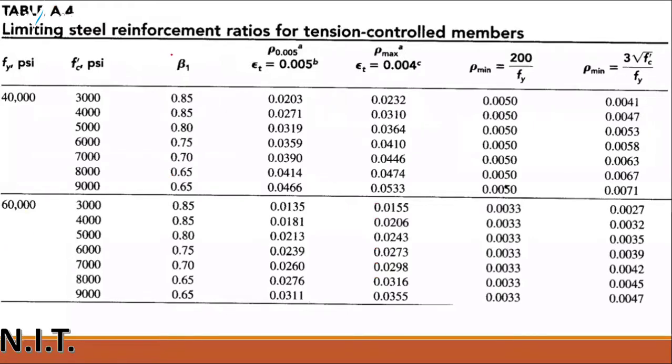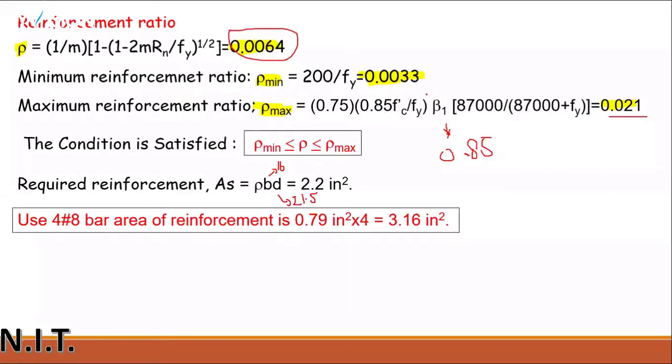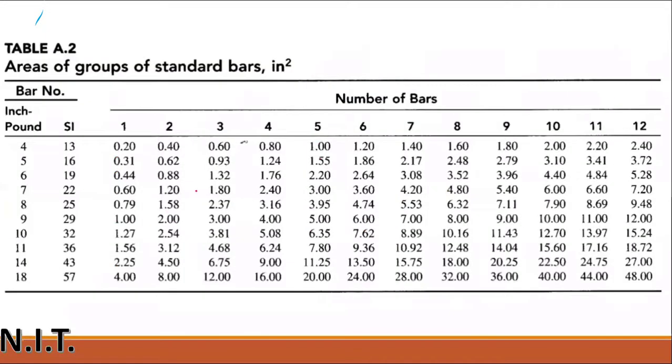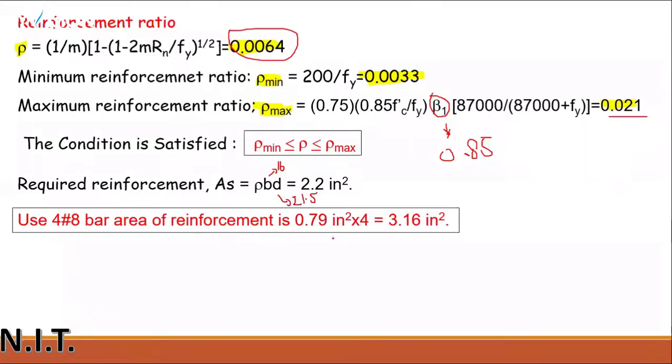And the thing which I have missed is beta 1 value, which is equal to 0.85. How is it used? We are using the Fy value, that is 60,000, and I want to use the beta 1 value, which is equal to 0.85, from this table. And from this table, I want to locate the size of the bar. Find this size.